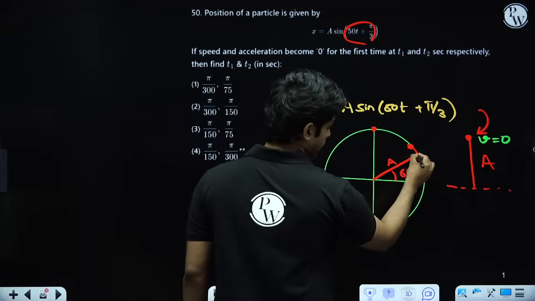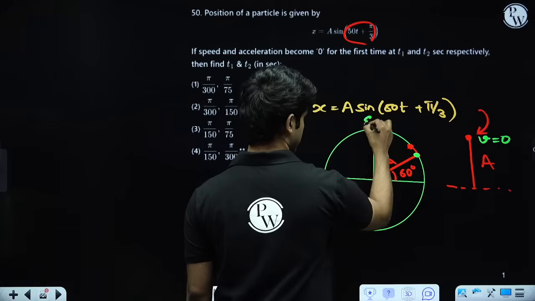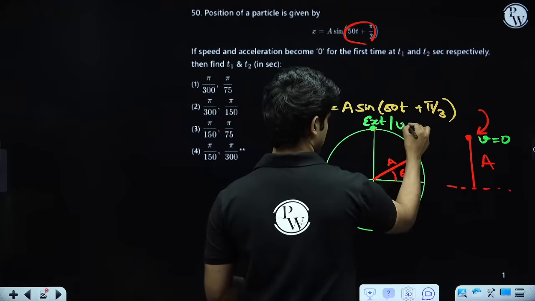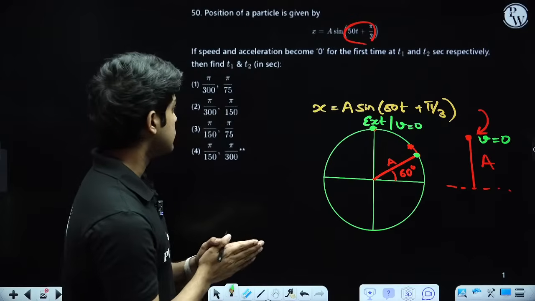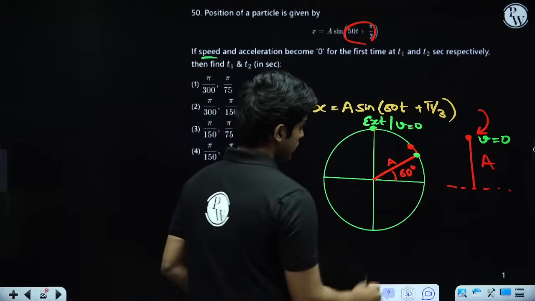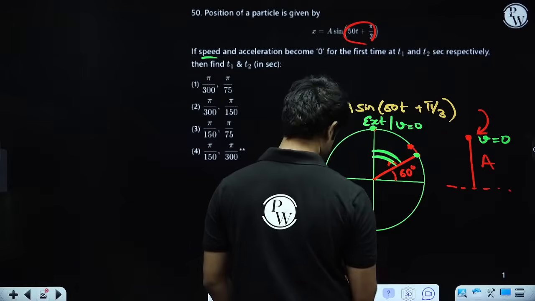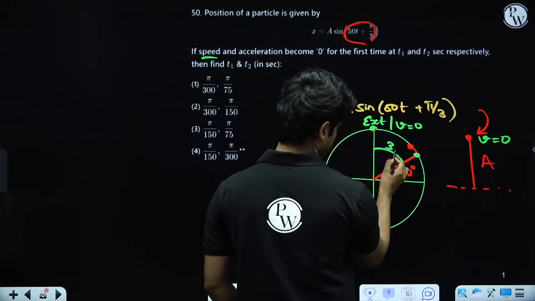So when the particle goes from this location to this location, it reaches the extreme position, and then the speed becomes 0 at that location. Okay, so we want to know when the speed becomes 0. Finding the time is easy because all we need is this angle, and this angle is pretty easy. If this is 60, this angle is 30.